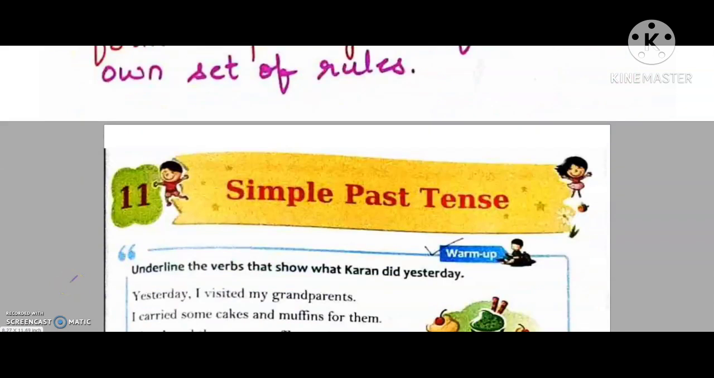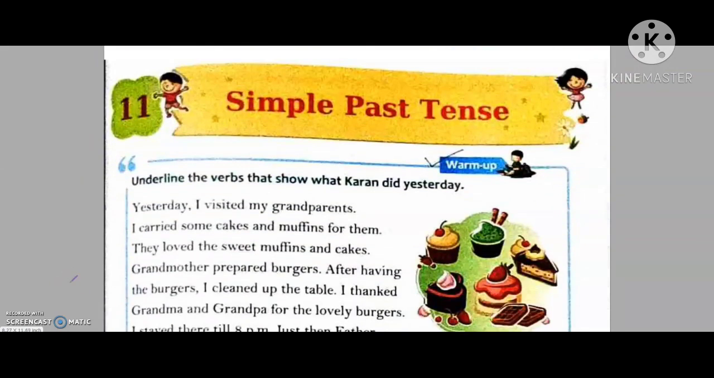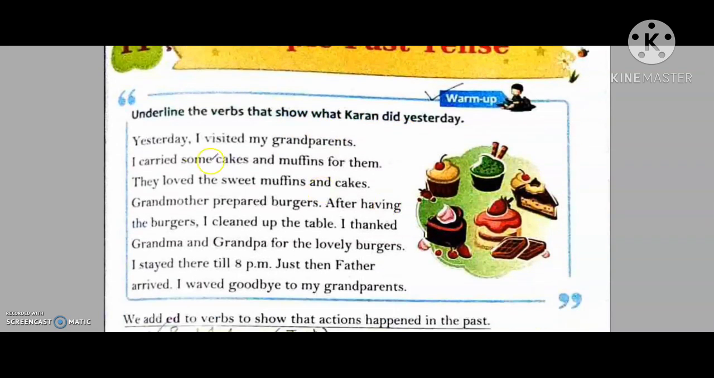Now, let us move to our book. Children, open to page number 53, and I hope everybody is holding a pencil in their hand. Let us start with our warm-up exercise. Underline the verbs that show what Karan did yesterday. Yesterday, I visited my grandparents. So we have to underline the verb here.